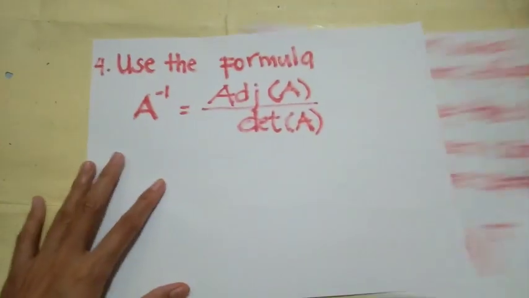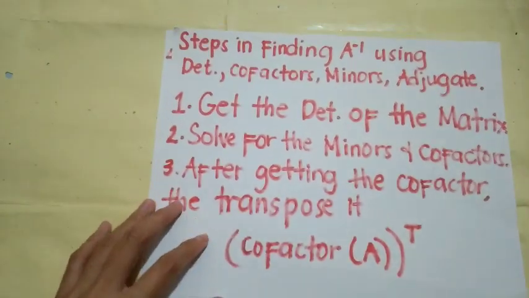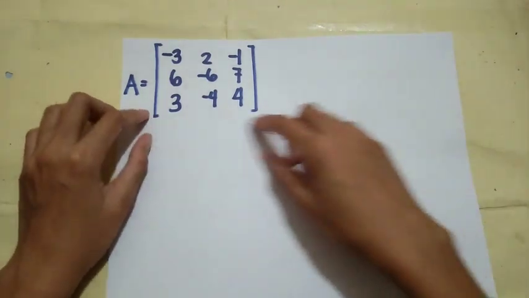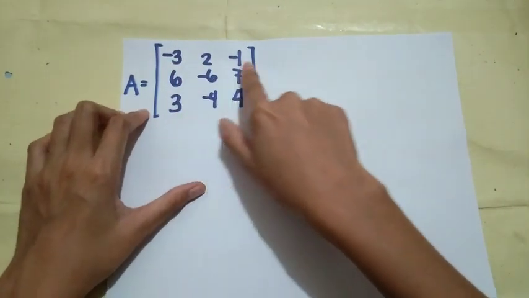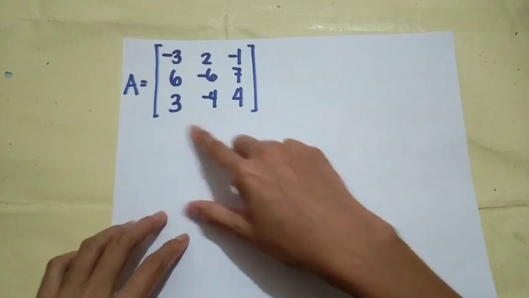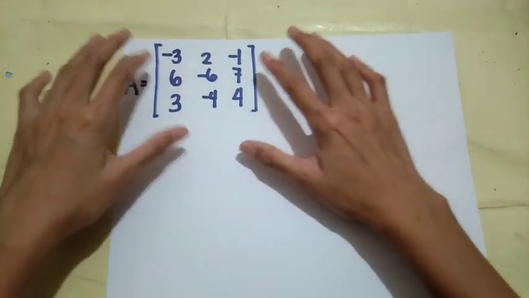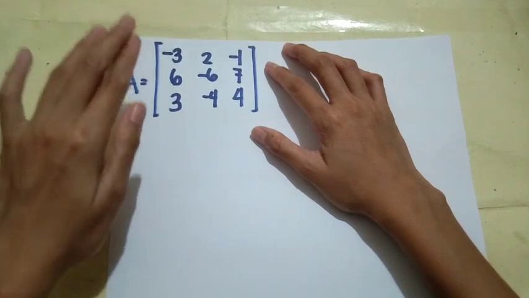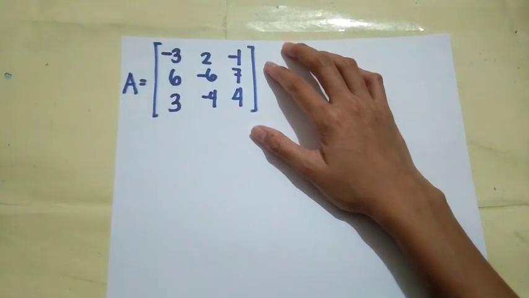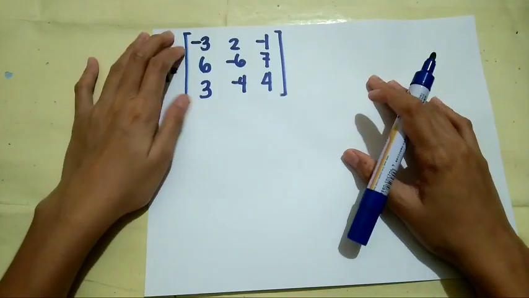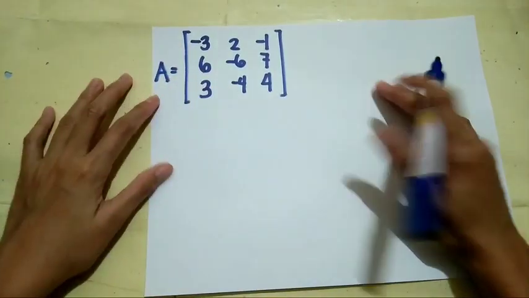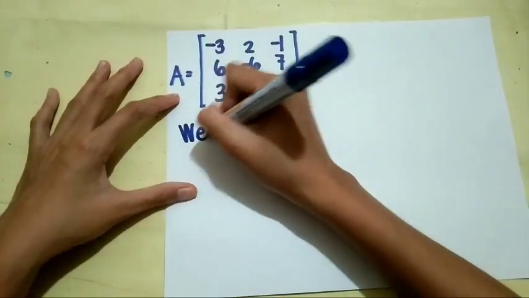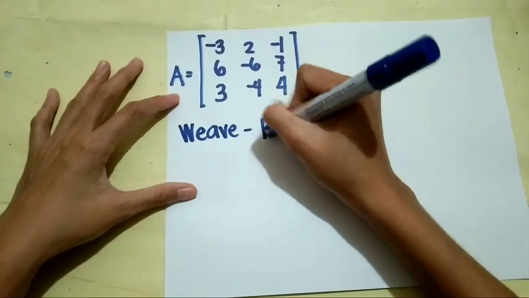So, it's easy to understand by giving you an example. Now, we have a matrix A here. We have a what matrix? A 3 by 3 matrix. Very good. So, we're going to find the inverse of this one using the determinant, cofactors, minors, and the adjugate. Since this one is a 3 by 3 matrix and also a square matrix, we can use the weave basket method.